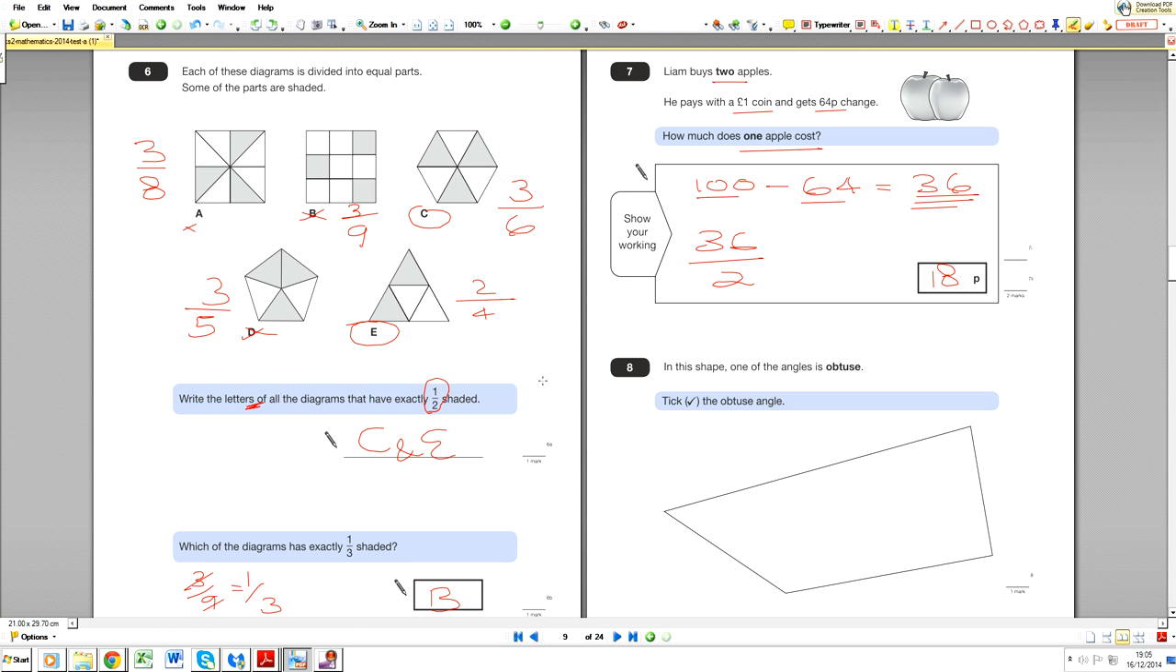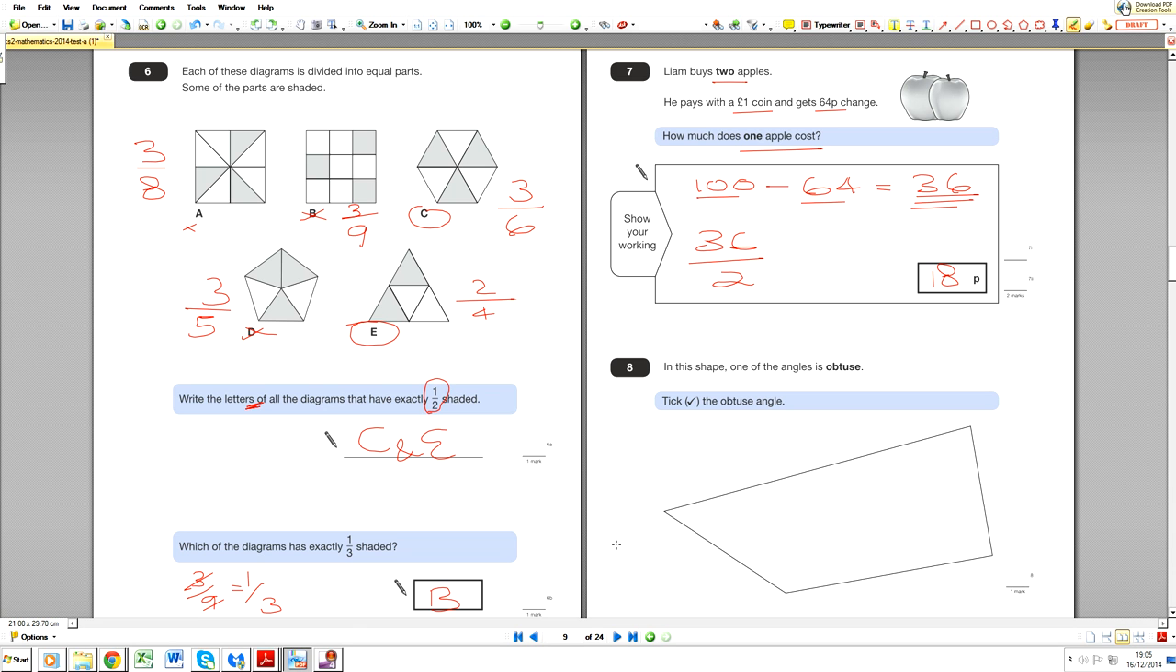Question number 8. In this shape, one of the angles is obtuse. Right. Can somebody define for me what an obtuse angle is? Okay, Mr. Musab. An angle over 90 degrees but under 180 degrees. Beautiful answer. The ones which are smaller than 90 are called acute angles.